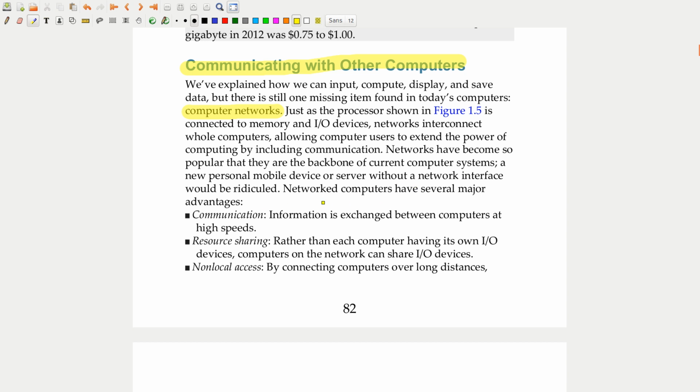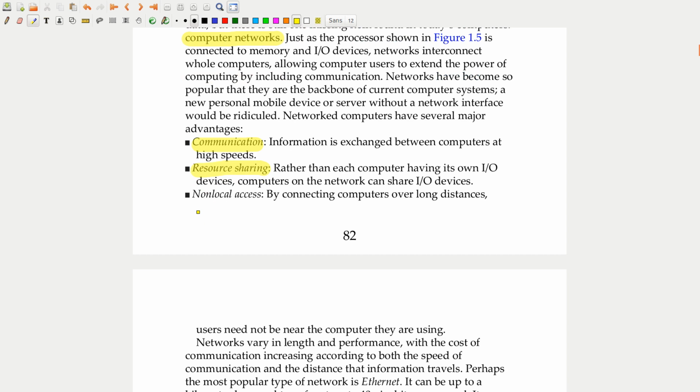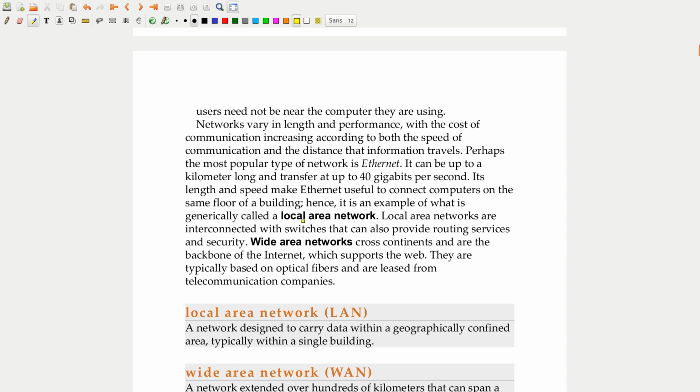So here are the advantages of networked computers. Communication, so we can exchange information at high speed. We can share resources instead of having to have everything on a single device. And we can access things over long distances, which is a very important thing. And then we can talk about a couple of other key concepts.